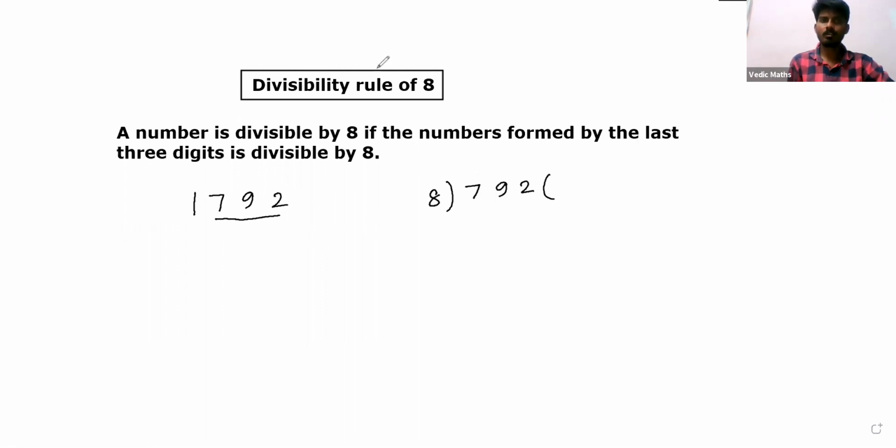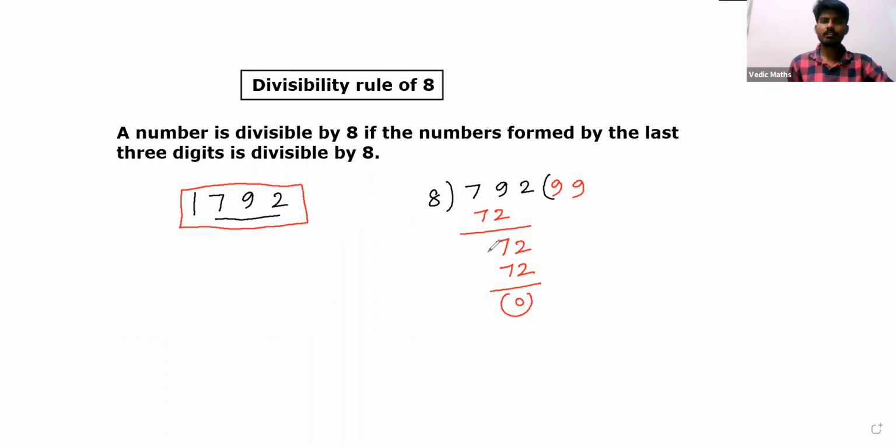If you go with the normal method, 9 eights are 72. Then you will get 72 again, so you can take 9 times. So 72, and the remainder is 0. That means 1792 is exactly divisible by 8.